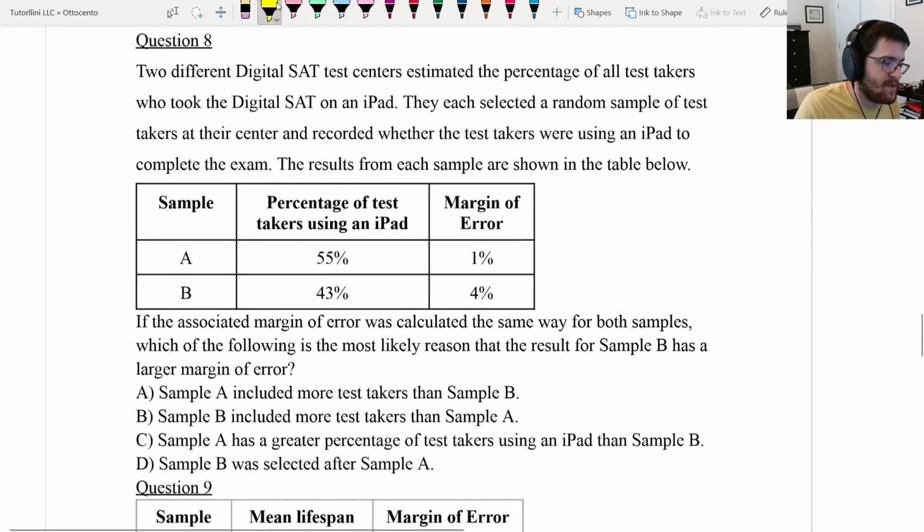Okay, so it wants us to explain the most likely reason that sample B has a larger margin of error. So let's go over here, and right away I'm seeing things that have nothing to do with margin of error. So these two at the bottom, greater percentage of test takers, the sample proportion being higher, that has nothing to do with it. And when the sample was selected, that has nothing to do with it. So both those are wrong. So both these are talking about sample size. So let's make a little chart here.